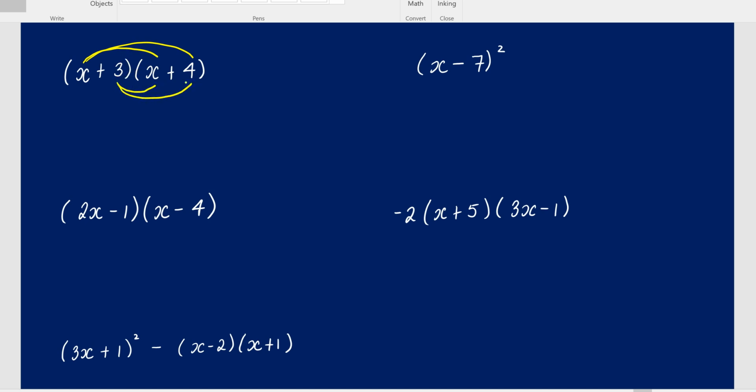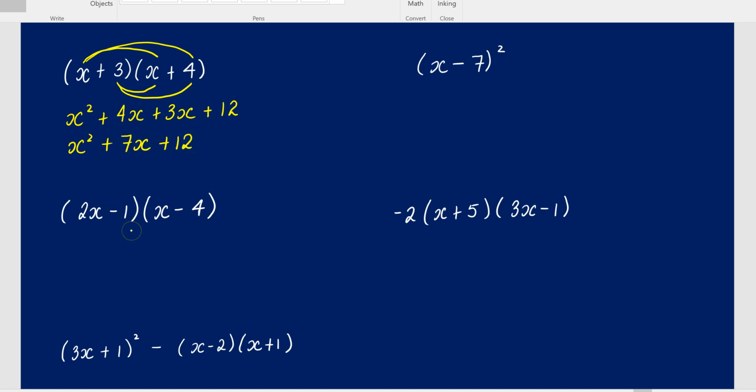Pretty simple. X times x gives me x squared. If we follow the other loop, x times 4, we just say that's 4x. 3 times x is 3x. And last but not least, 3 times 4 is 12. Now we gather our like terms. X squared, there's only one of those. 4x plus 3x is 7x. And then plus 12. Done.